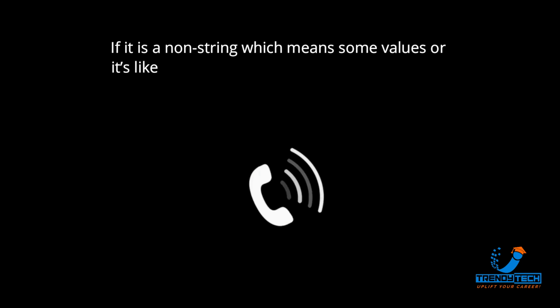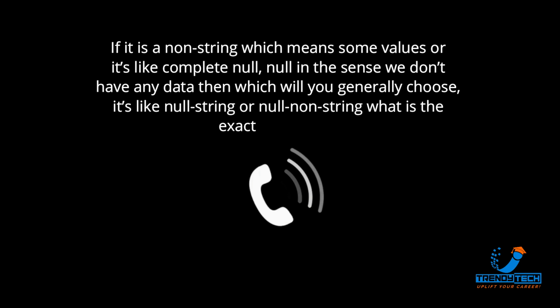Okay, so if it is a non-string, null in the sense we don't have any data, then which one will you generally choose? What is the exact difference? Null-non-string is used whenever there is some integer or floating data type, and wherever there is no data, we can use -1 or anything. And in places where a string has to be used and it's empty, we can pass null-string and then any string, NA or whatever. Okay, got it.